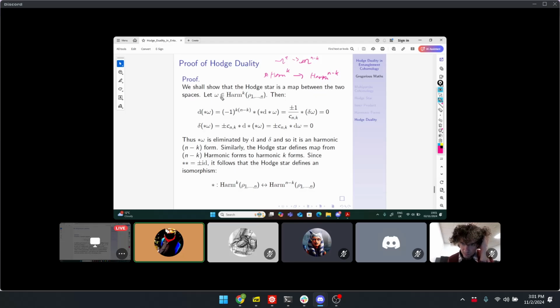So let's assume that omega is a harmonic k form. Then, what do we want to show? What we want is for the Hodge star of omega to be annihilated by both d and delta, because then that would imply that it's also a harmonic form. So we're just going to literally do this by computation. So d applied to the Hodge star of omega is, well, remember that star star is the same as minus 1 to the k times n minus k.